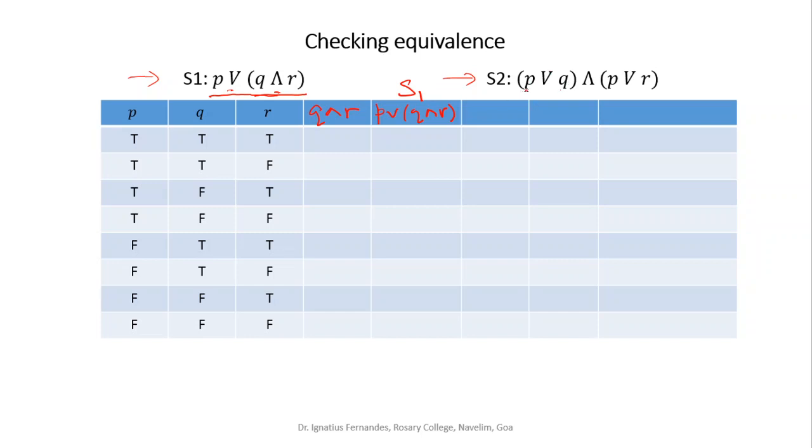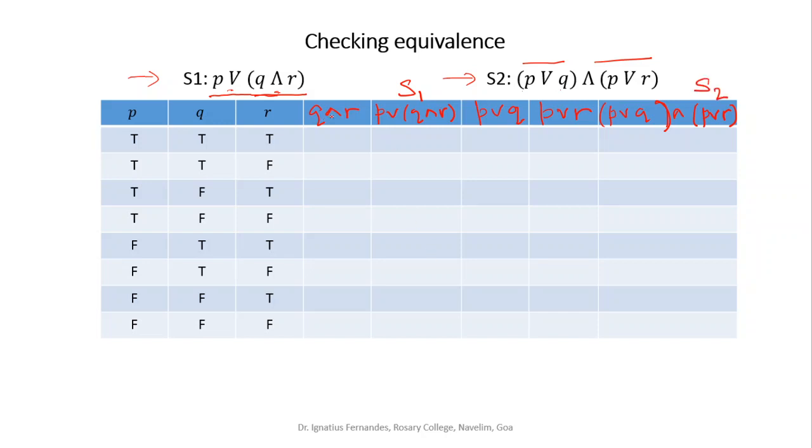Now I write down the truth table values for S2. So I need P or Q, so I'll make a column for P or Q. Then I need P or R, so I'll make a column for P or R. And finally, I found this and this, so I can find this whole statement. I'll say P or Q, and P or R. And this is going to be my S2.